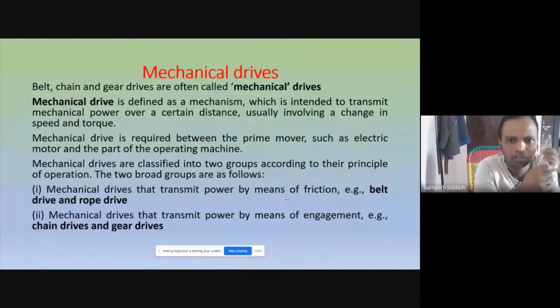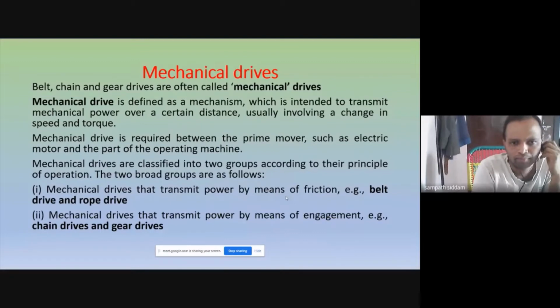Next, why is a mechanical drive required? It is basically required between a prime mover, such as an electric motor, and the operating machine. Generally your machine works with the help of a motor. When you are transferring power from one end to the other, there will be a mechanical drive in between. It can be a chain, a belt, or gear drives, or a combination of the 3, to transfer power from the prime mover, for example a motor operating a machine of any kind.